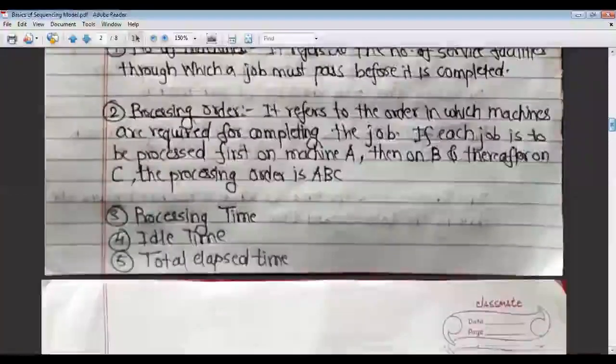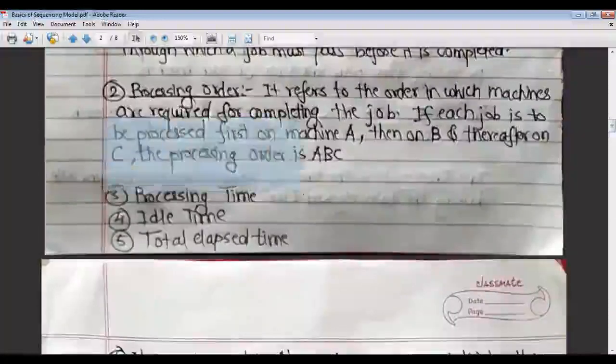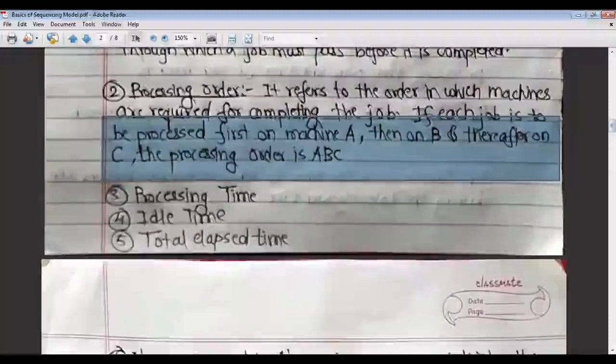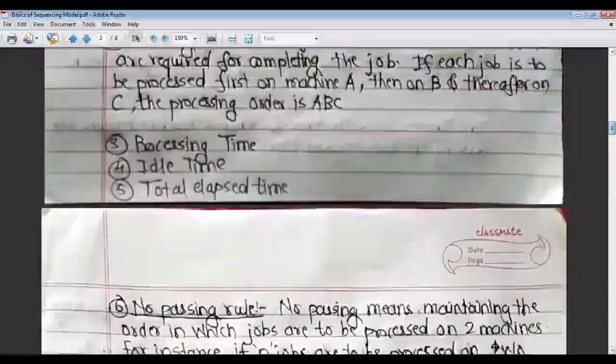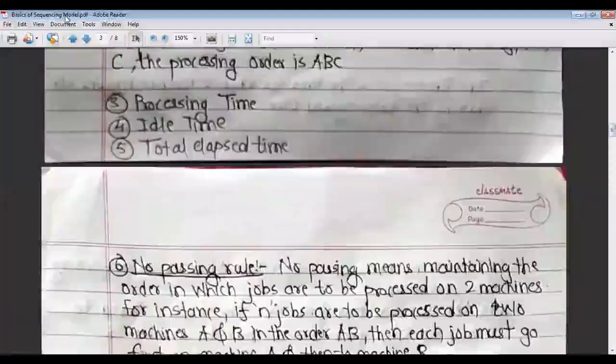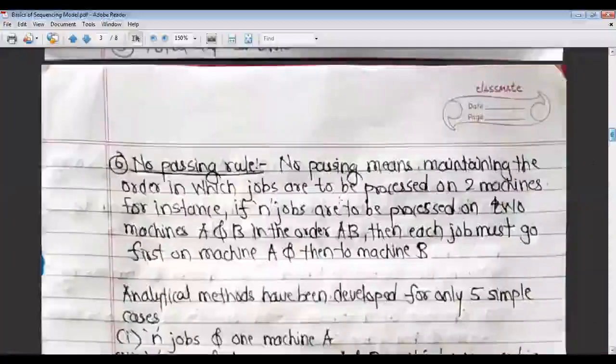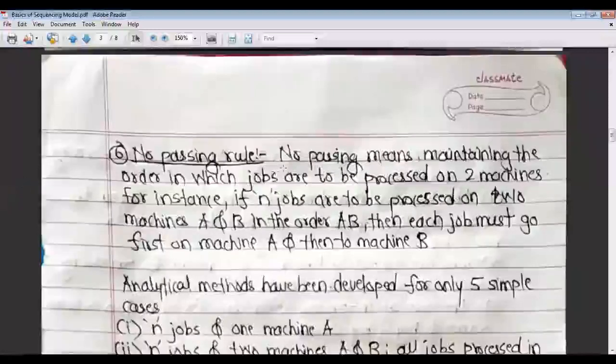We have a processing order. Like if we have three machines, and it has been told that the job should first be processed on machine A, then on machine B, and then on machine C, then the processing order happens to be A, B, C, right? We have seen the meaning of the processing time, the meaning of the idle time, and the meaning of the total elapsed time. All these are your elements of the sequencing problem. There is one more element, and that element is called the no passing rule, right? The no passing rule is related with your processing order.